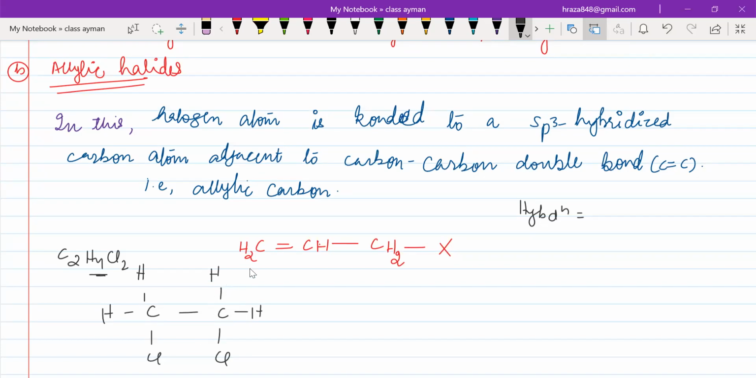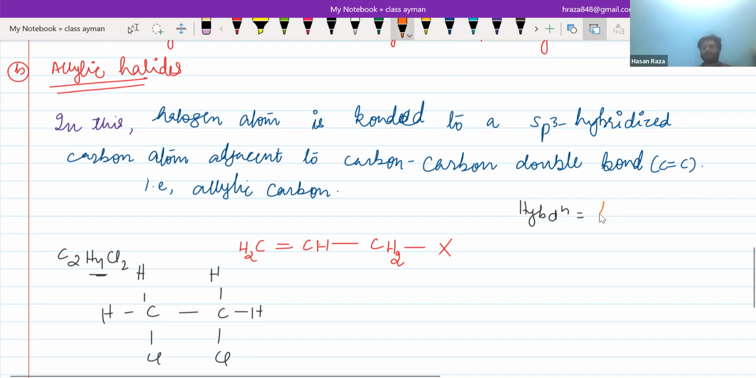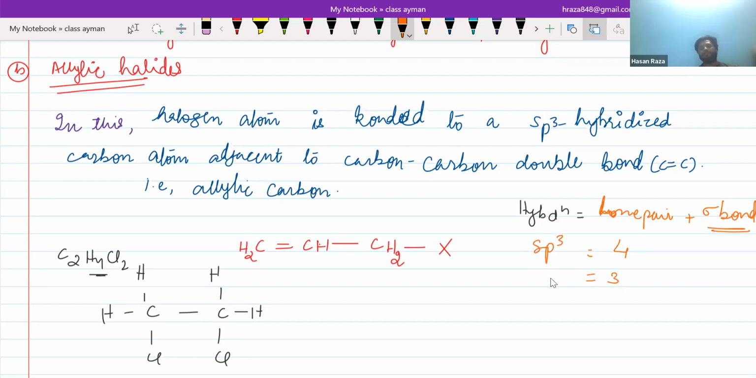Yes, sir. So now see, hybridization is equal to lone pair plus sigma bond. We need to write lone pair plus sigma bond. If this sum is 4, then the hybridization will be sp3. If it is 3, then the hybridization is sp2. And if the sum is 2, the hybridization will be sp. If you are going to calculate the hybridization of this carbon, the first question is: does this carbon have a lone pair, yes or no?